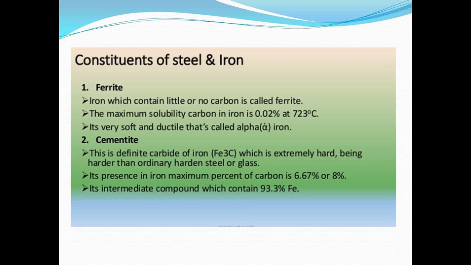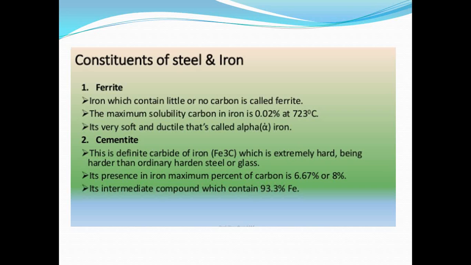At this stage it is very soft and a ductile material, so we can call it alpha iron. The ferrite we can call alpha iron because it is very soft and has ductile property. The second one is cementite.